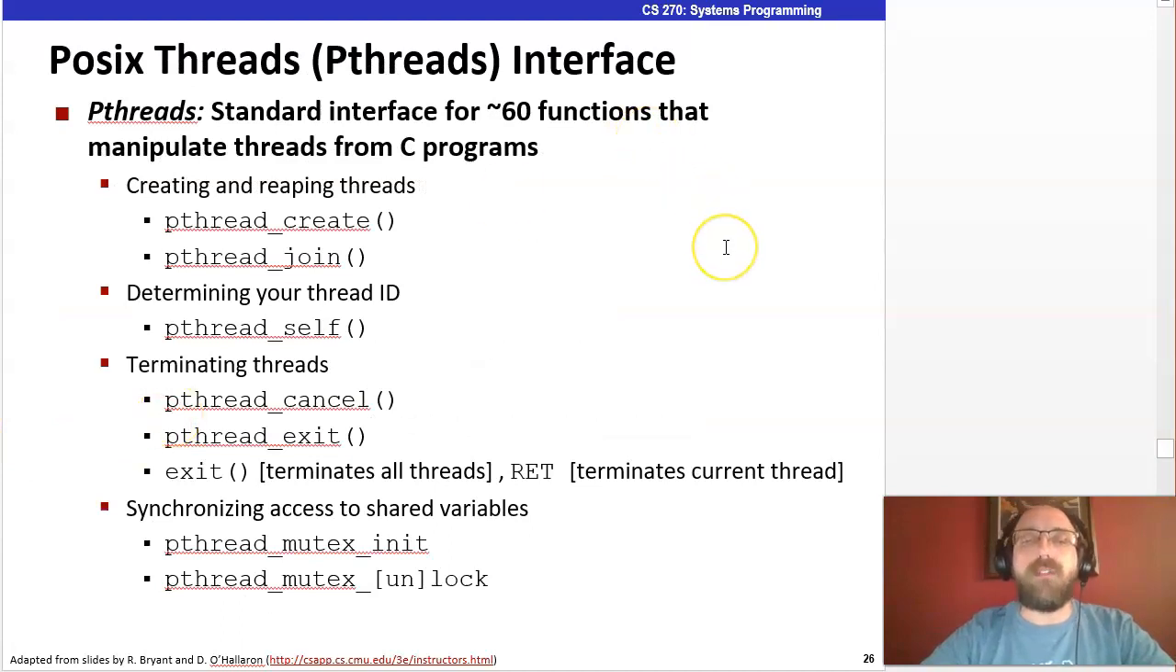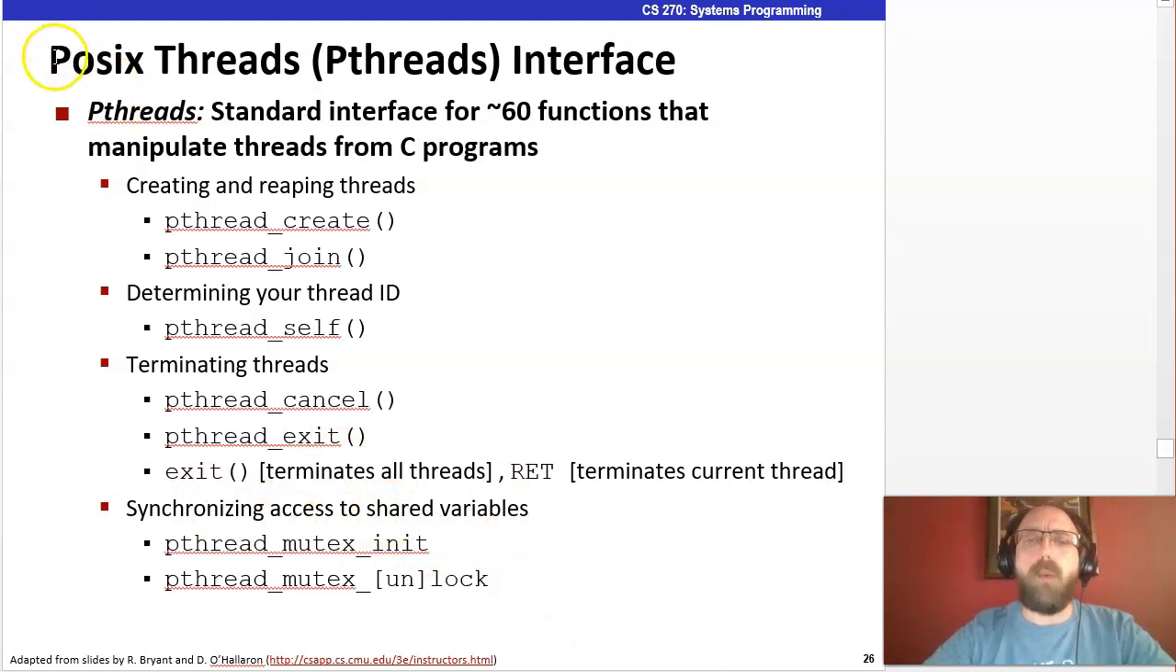So the way we handle threads in Unix is with the POSIX threads library, pthreads. This is a standard library that's available on most Unix systems these days. That gives us a set of functions that allow us to create threads, reap threads, figure out our thread ID, terminate threads, a lot of the same things we do with processes. We also have some things about handling access to shared variables, which we'll talk about a lot more when we get to synchronization in lecture 18.